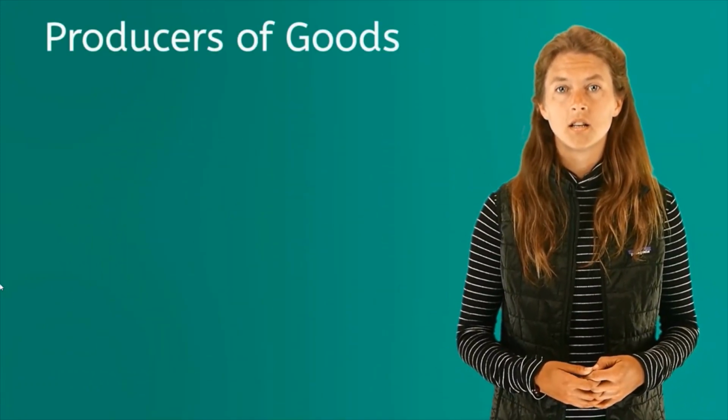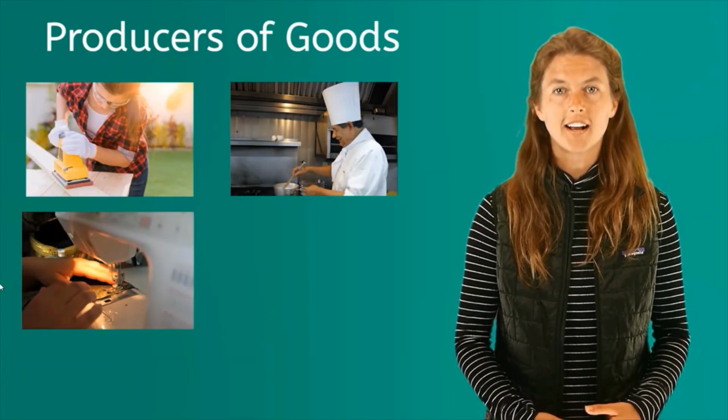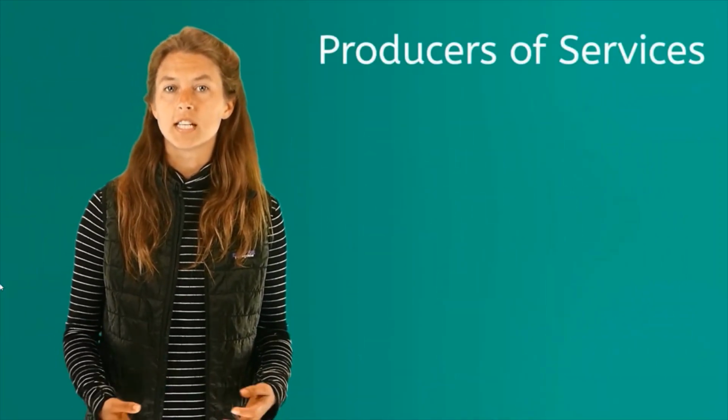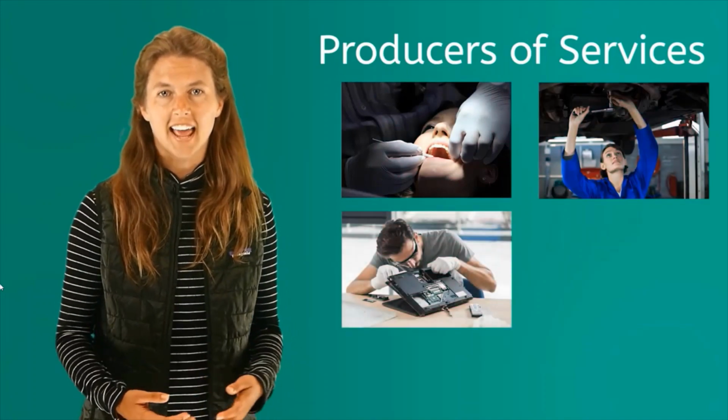Here are some example producers of goods. Carpenter, chef, seamstress or dressmaker, and farmer. Here are some examples of producers of services. Dentist, car mechanic, computer repair technician, and artist.